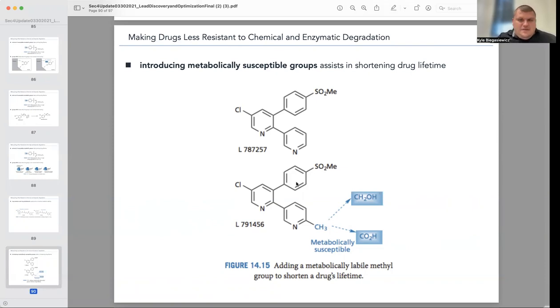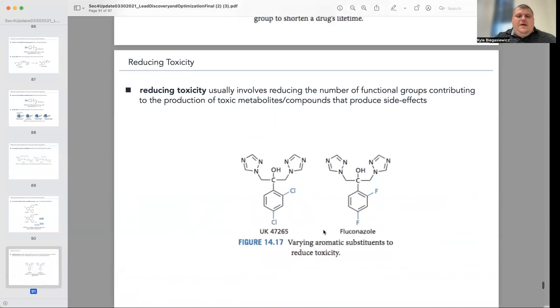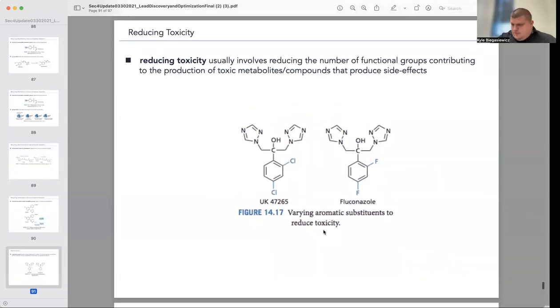You can either lengthen the drug lifetime or you can shorten the drug lifetime through your choice of groups. And I would come up with pretty good rationales for why that is. For example, if you install this methyl group, it's an activated position, right? So it's more likely than the parent compound to go through oxidation, right? So reducing toxicity, right? These play a role. Again, when you see chlorines like this, on the left molecule, moving to fluorines, things I want you to think about is, okay, that prevents, for example, an NIH shift from occurring.